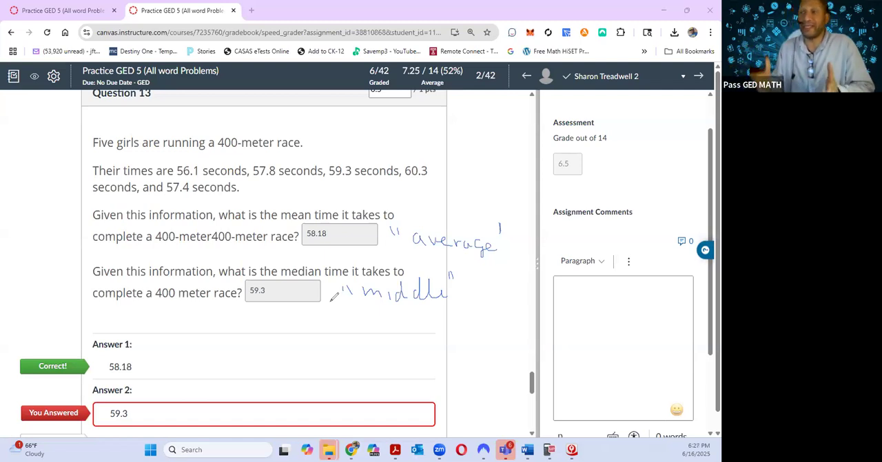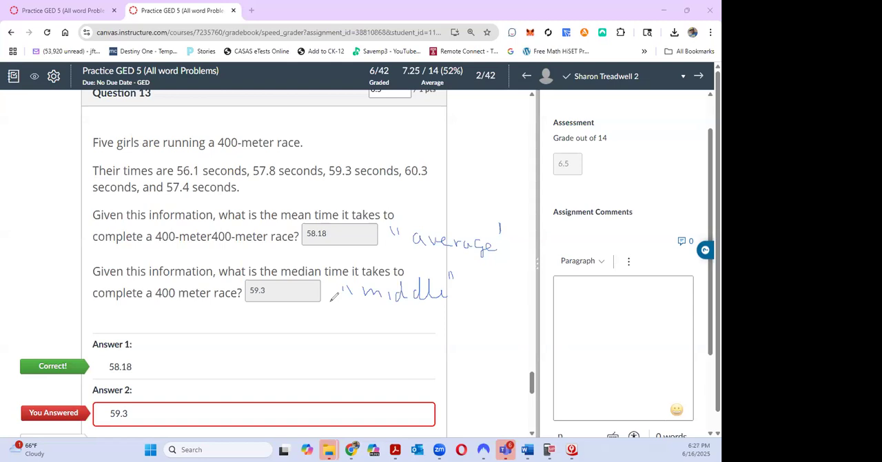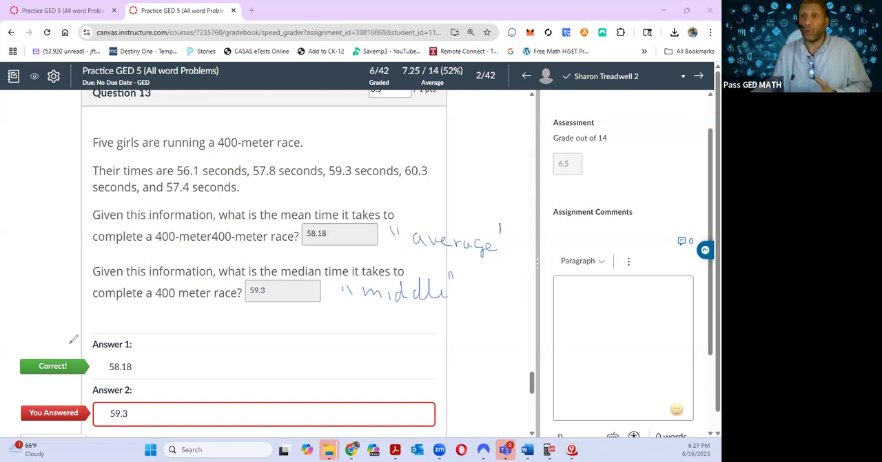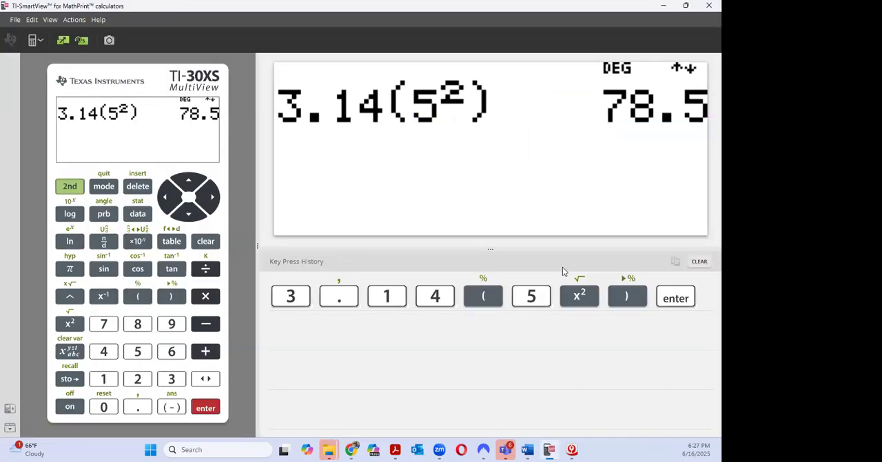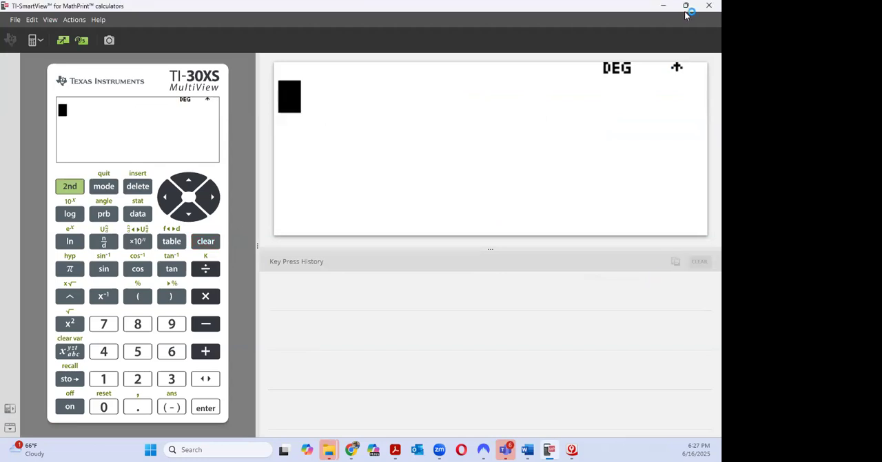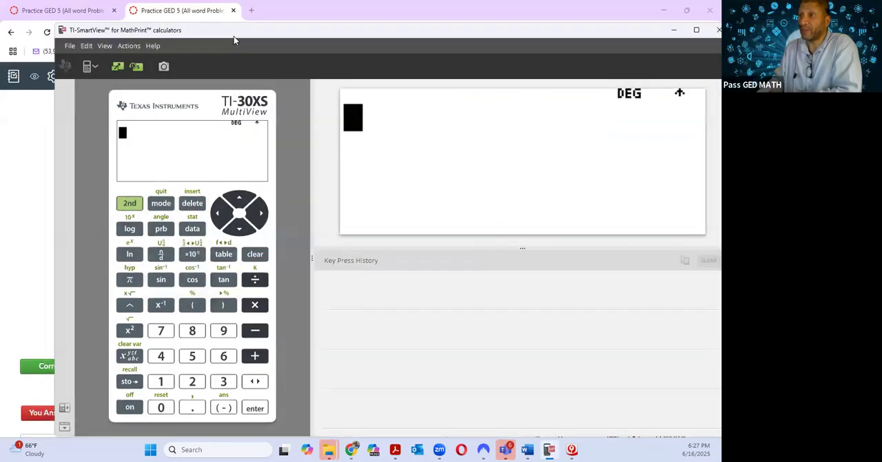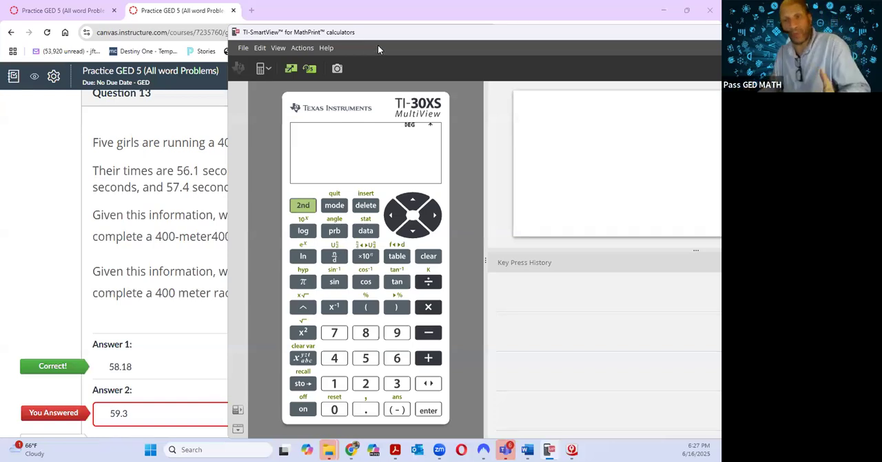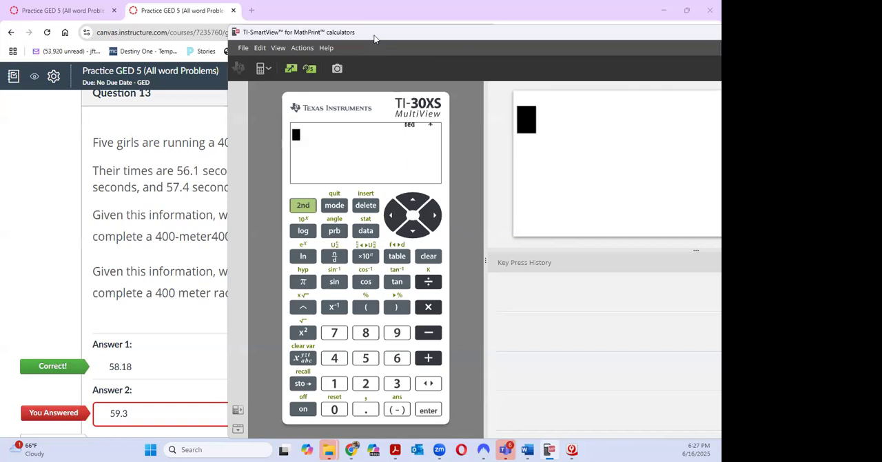How do you find the median? You put them in order and then you find the middle, correct? What I'm suggesting to you is, if you get a question like this, I'm not doing that by hand. I'm going to put it in the calculator. I'm not wasting my time doing that problem. Can I do it? Yes, I can, because you just told me how to find the average: add them up, divide by how many. To find the median, put them in order, find the middle, right?